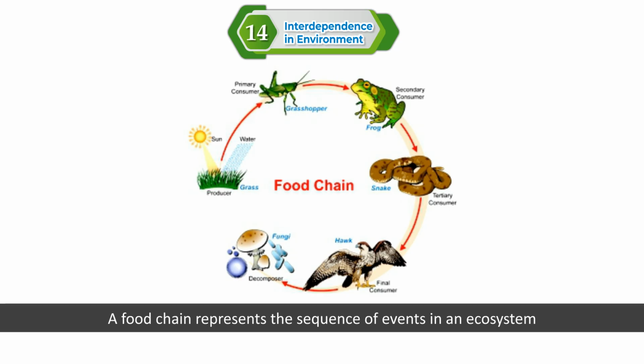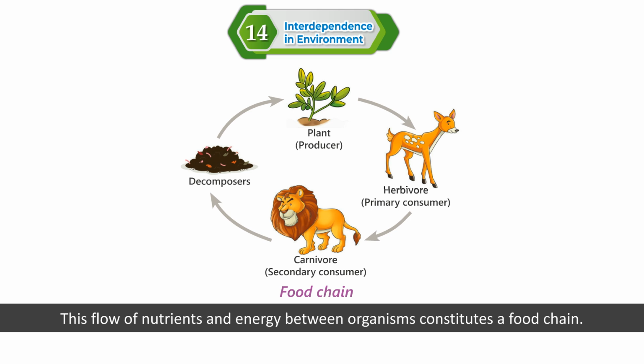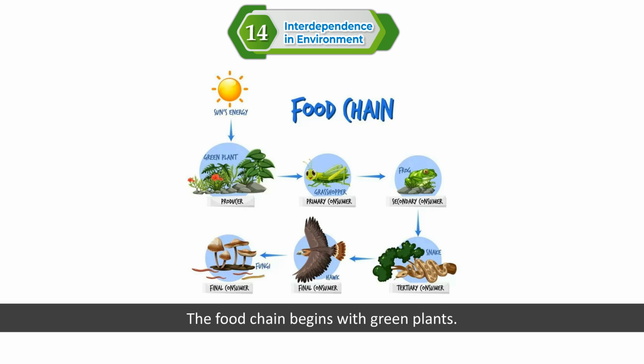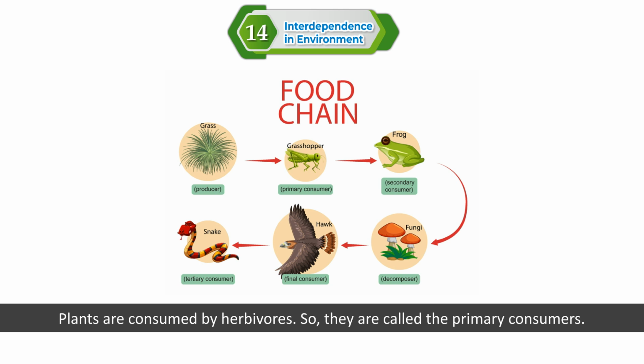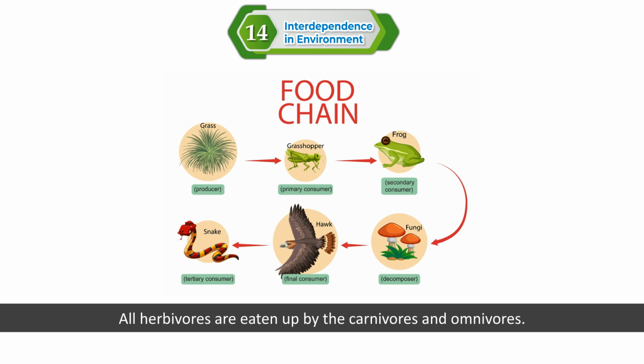Food chain. A food chain represents the sequence of events in an ecosystem where one organism consumes another and subsequently that organism becomes the food for a larger creature. This flow of nutrients and energy between organisms constitutes a food chain. The food chain begins with green plants. Green plants are called the producers as they make their own food. Plants are consumed by herbivores, so they are called the primary consumers. All herbivores are eaten up by the carnivores and omnivores, so they are called the secondary consumers.